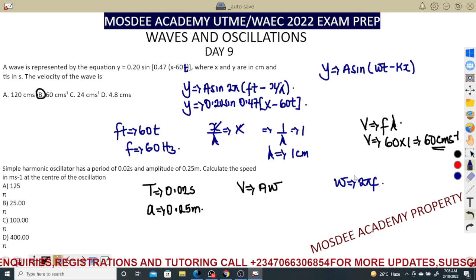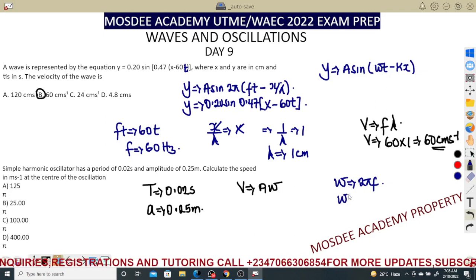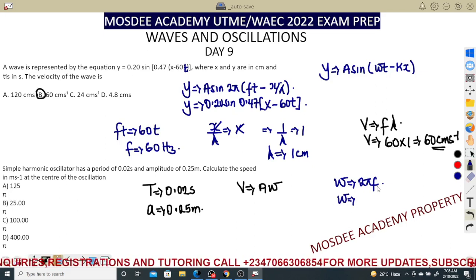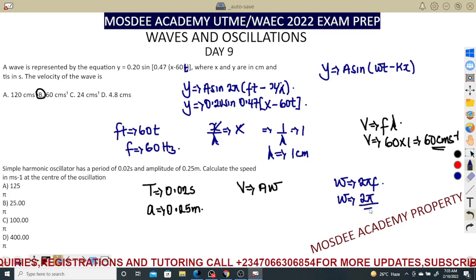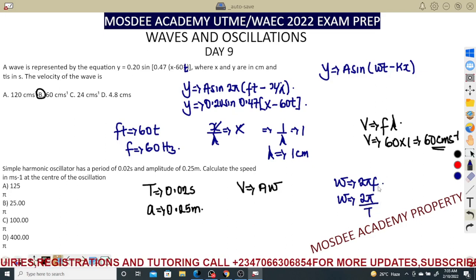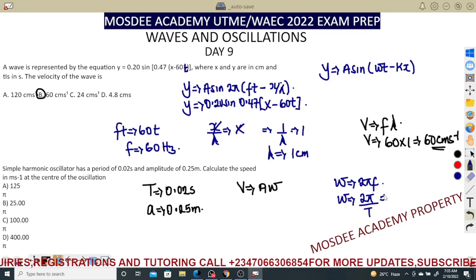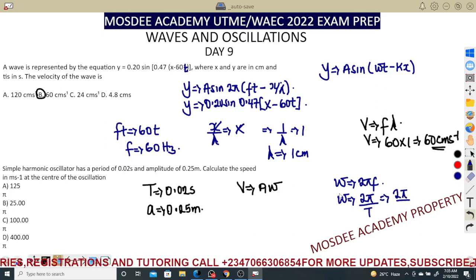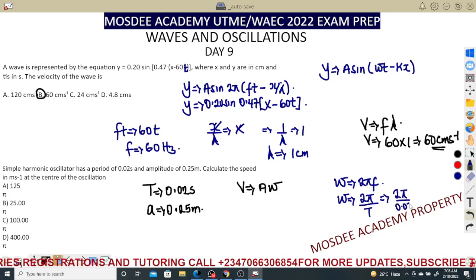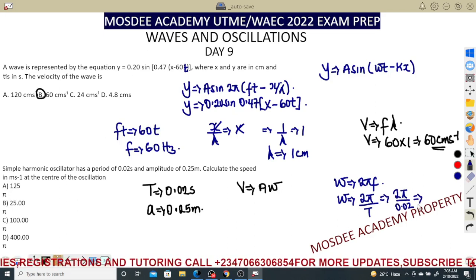So, let's move on. Omega is now equal to 2 pi F, and F is inversely proportional to T, that is 2 pi over T. All these things, I know the majority of you have memorized. So if you go by what you have, that is 2 pi over the period, which is 0.02, which you can divide by yourself.